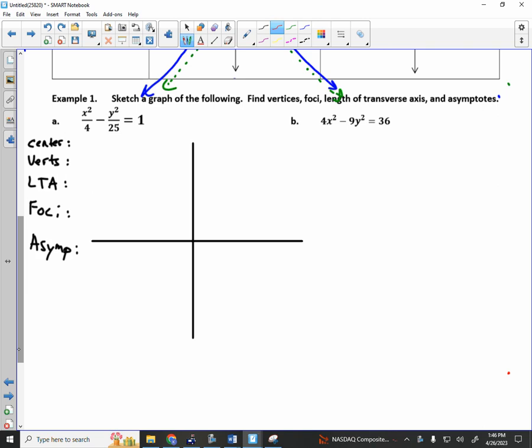Center, what do you got? 0, 0. Once I get the center, I go to make my box. My box is made using these values. How many units do I go in the x direction? 2. How many units do I go in the y direction? 5. I then make my box.